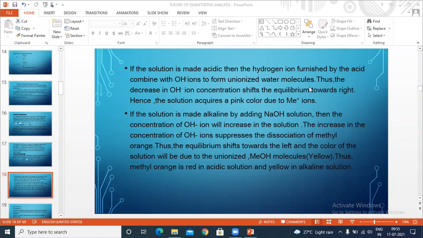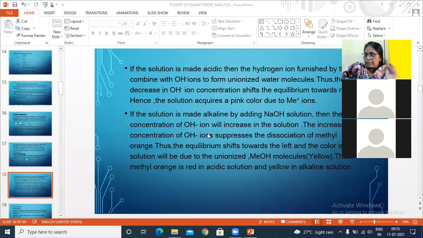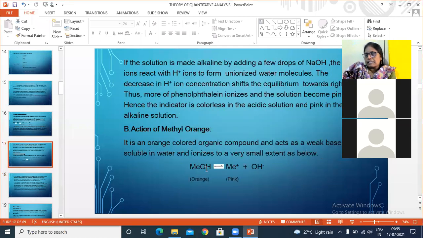So the equilibrium favors the forward reaction, or the equilibrium shifts towards the right side. Hence the solution acquires a pink color due to Me plus ions. So what does that mean? In the methyl orange indicator, see this once again: methyl orange, Me plus and OH minus. Now I have added methyl orange to an HCl solution, that is, an acidic medium.